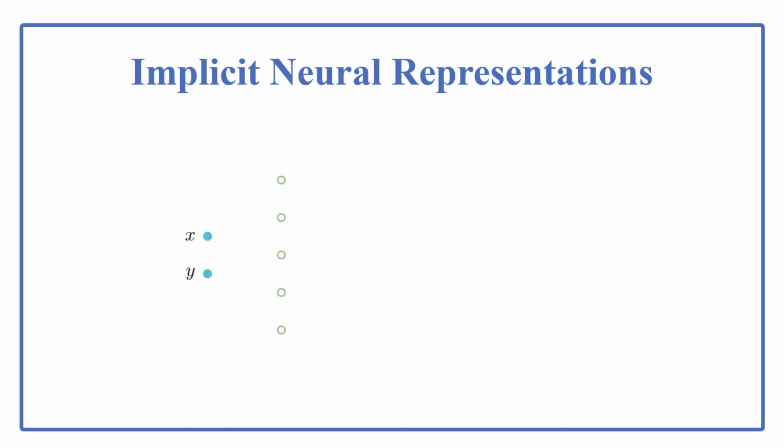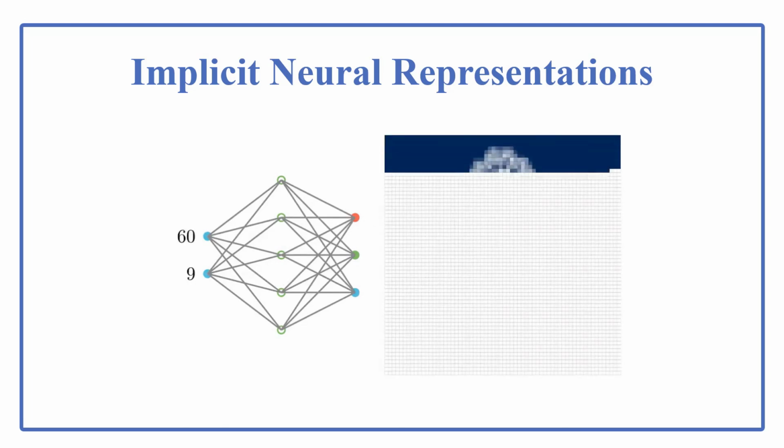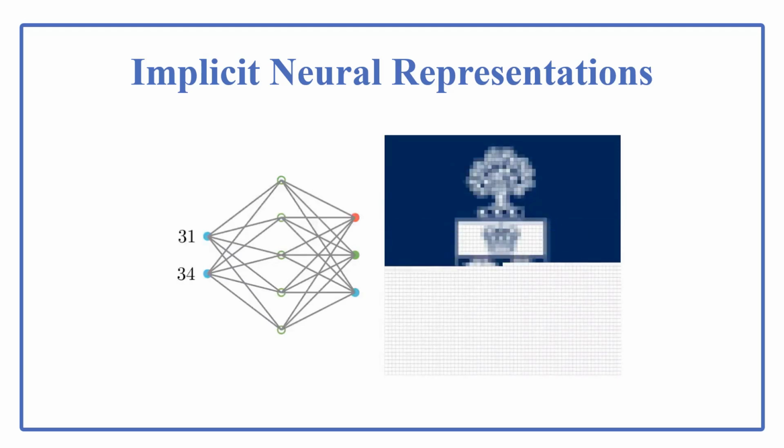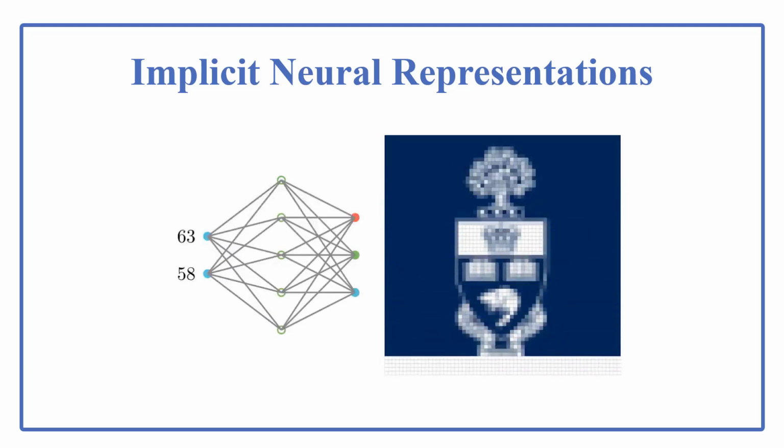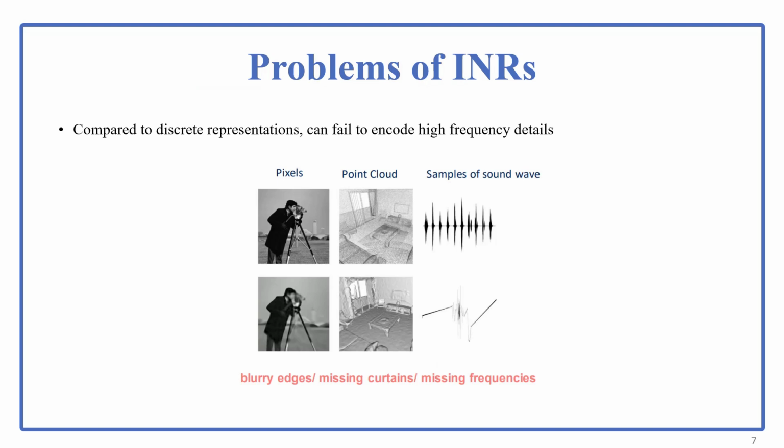You can see it in this animation, where, for example, we have an MLP with one hidden layer that takes coordinates and reconstructs the U of the logo. But compared to discrete representations, they mostly fail to encode high frequency details. For example, if you reconstruct an input image, it mostly generates blurry edges. Or in the point cloud case, the reconstructed point cloud misses coordinates, or the reconstructed samples of a sound wave miss some frequencies.